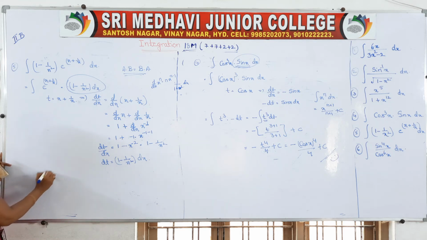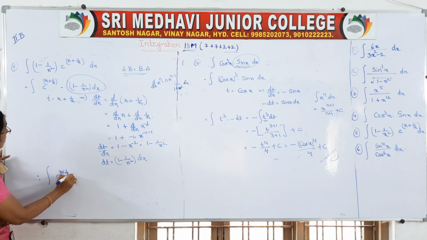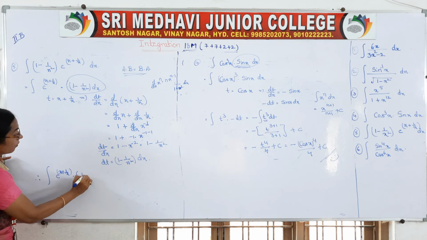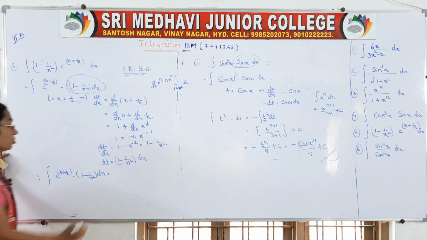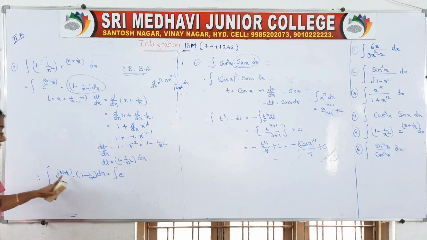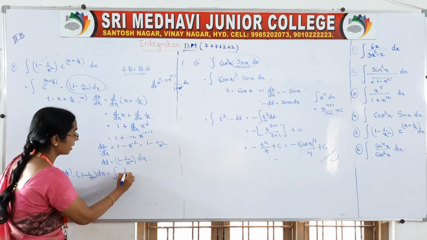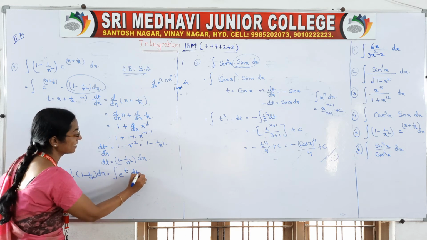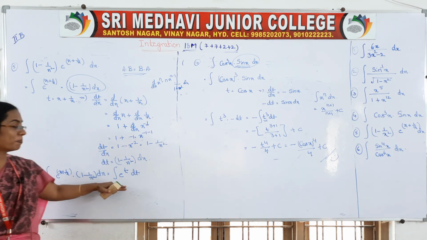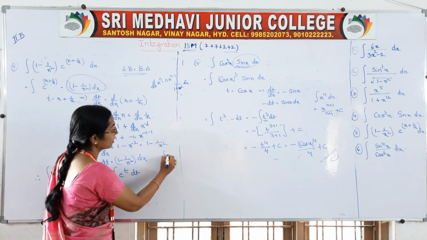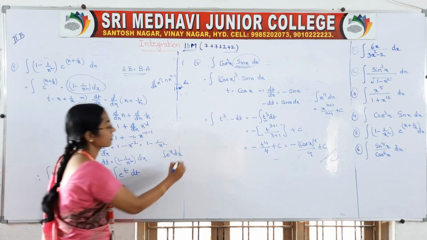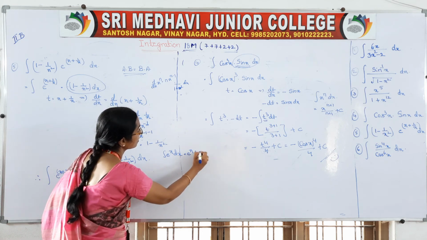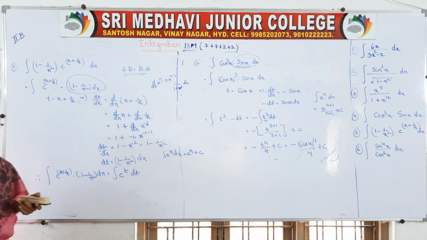So therefore, substitute in the problem now: e to the power of x plus 1 by x into 1 minus 1 by x square dx is equal to integral e to the power of, we have taken that as t, and we got this as dt. See how simple it turned into a formula form, isn't it? You know, integral e to the power of x dx is equal to e to the power of x plus c, right?